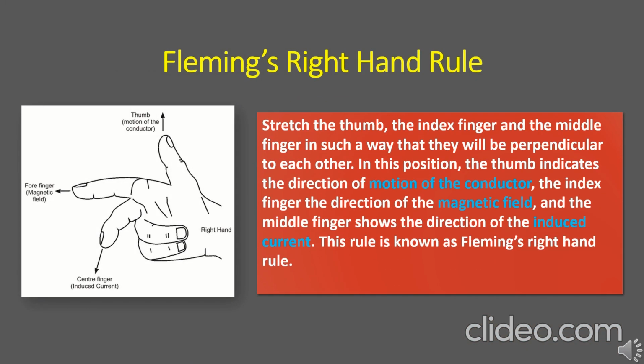Now let us learn Fleming's right hand rule. What does this rule say? Stretch the thumb, the index finger and the middle finger in such a way that they are perpendicular to each other. Which fingers? The thumb, the index finger and the middle finger. And all the three fingers should be perpendicular to each other. In this position, the thumb indicates the direction of motion of the conductor. The index finger shows the direction of the magnetic field, and the middle finger shows the direction of the induced current. This rule is known as Fleming's right hand rule.